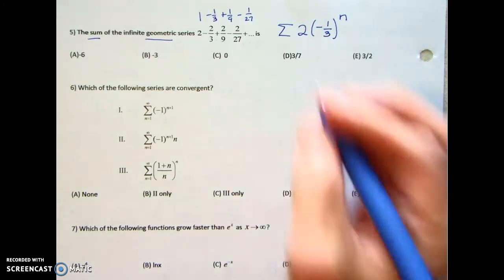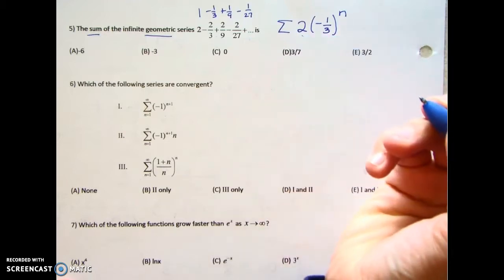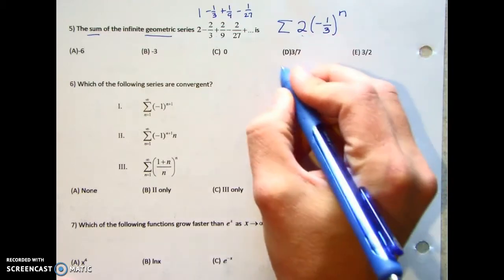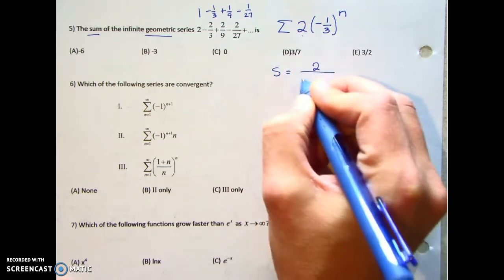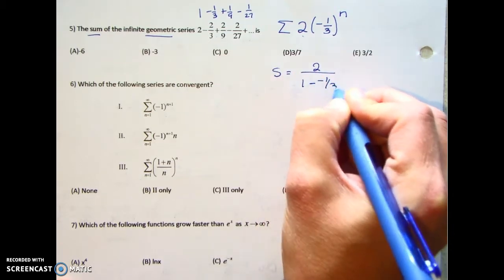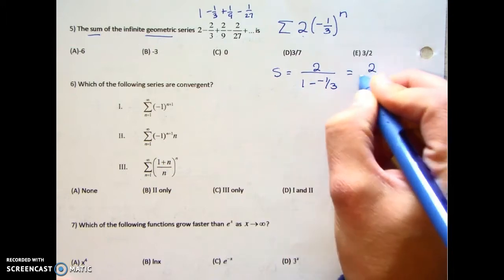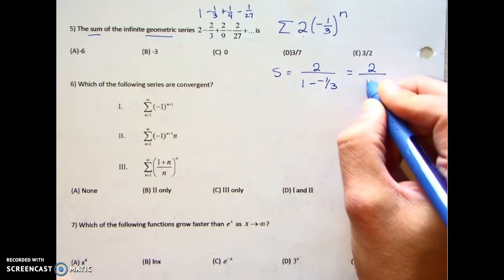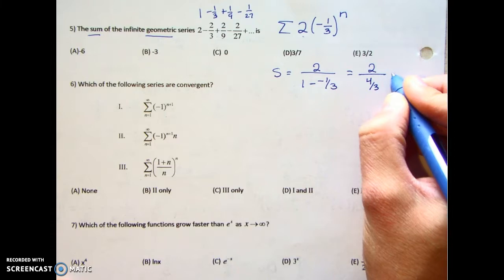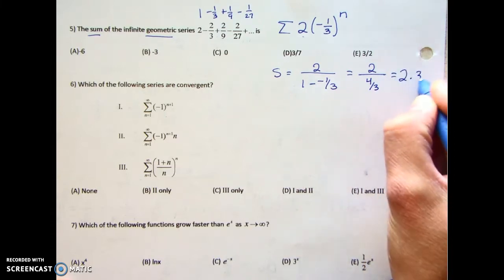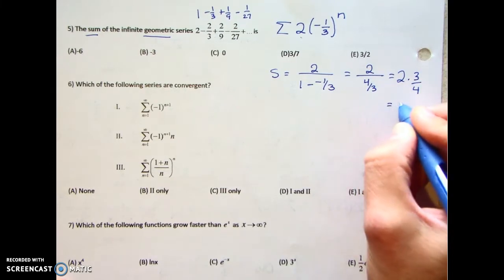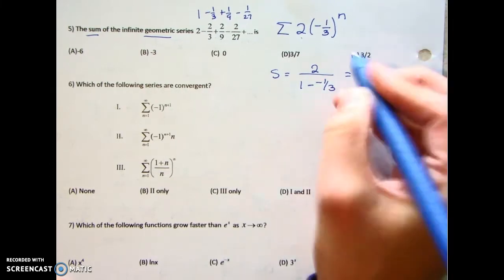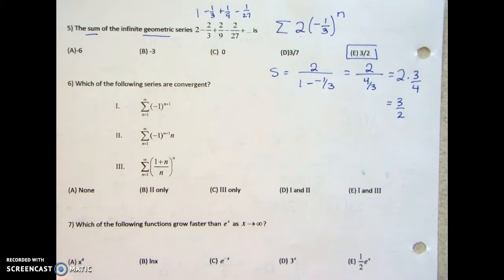Okay, so a is 2 and our ratio is negative 1/3. So we have the sum will equal 2 over 1 minus negative 1/3. 2 over 1 plus 1/3 is 4/3. That's 2 times 3 over 4. And the 2 and the 4 reduce to 3/2. And that is the correct answer.